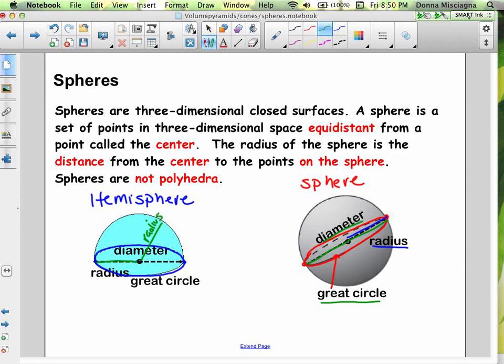So we'll look at the formula for the surface area of the hemisphere in class, and we'll also look at how the volume formula for a sphere is derived from its surface area formula. So we'll see that in class.